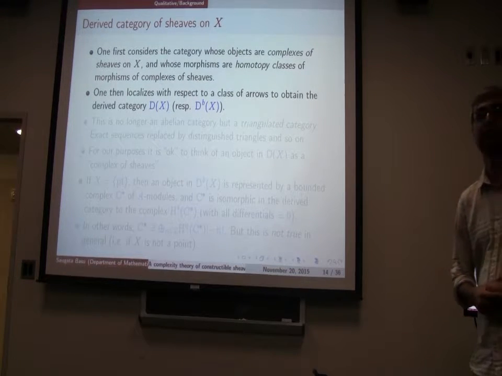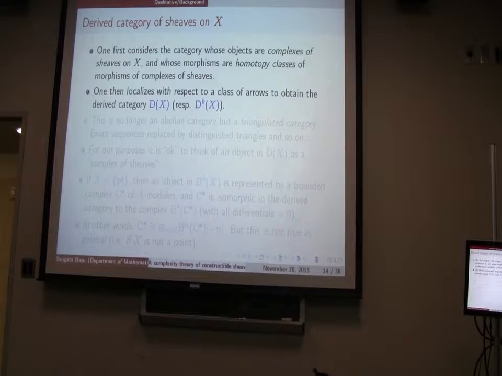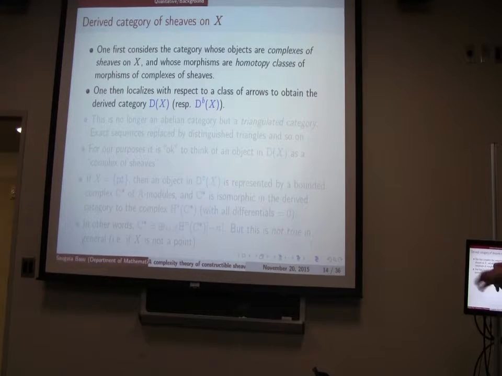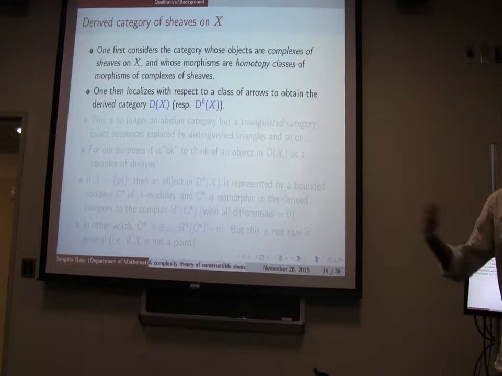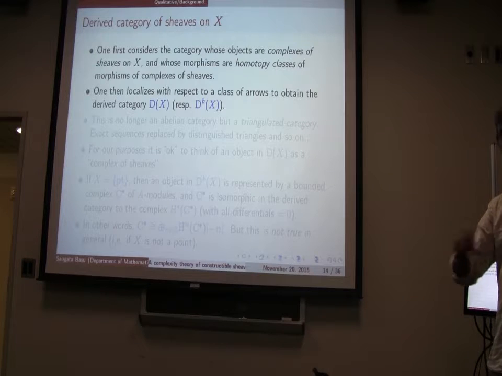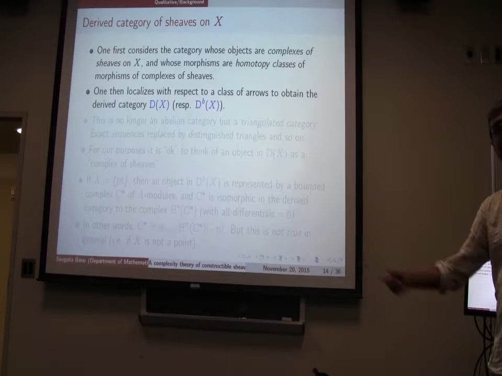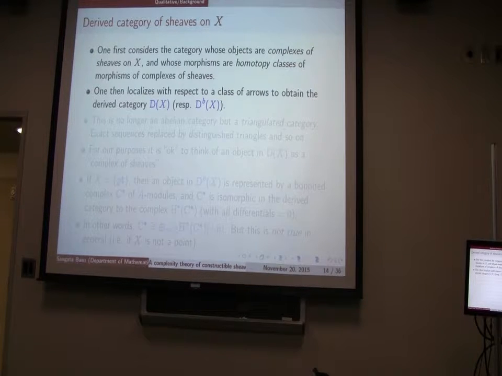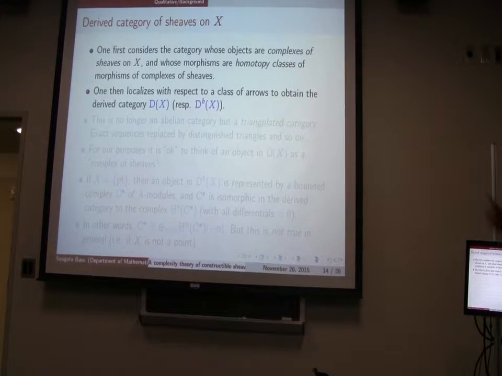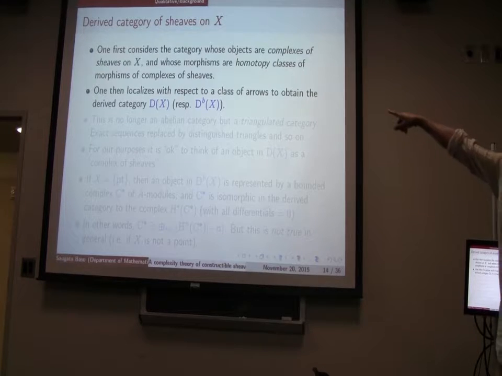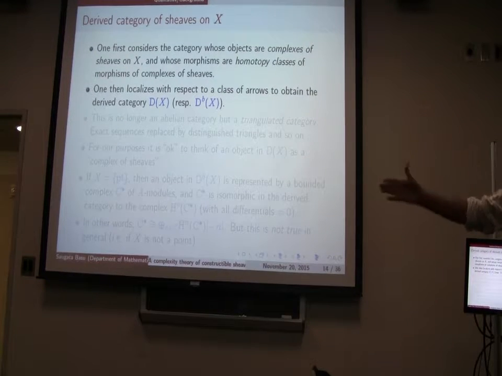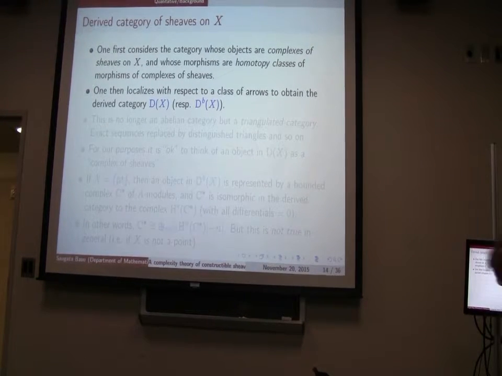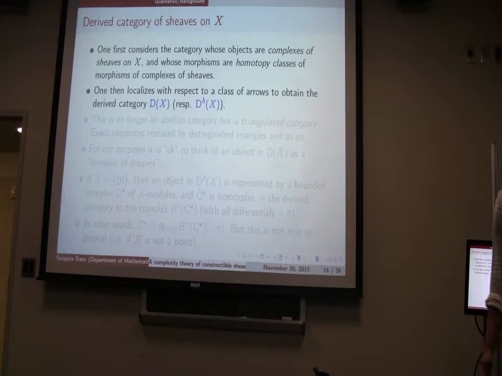Yes? Is it possible to give a quick definition of complex of sheaves? No is an okay answer. What is a complex? A complex of vector spaces is just a sequence of vector spaces with homomorphisms such that the composition of any two is 0. Infinite in both directions, or? For the moment it's infinite in both directions, but we'll soon make it bounded. Bounded in both directions? Yeah, bounded in both directions.